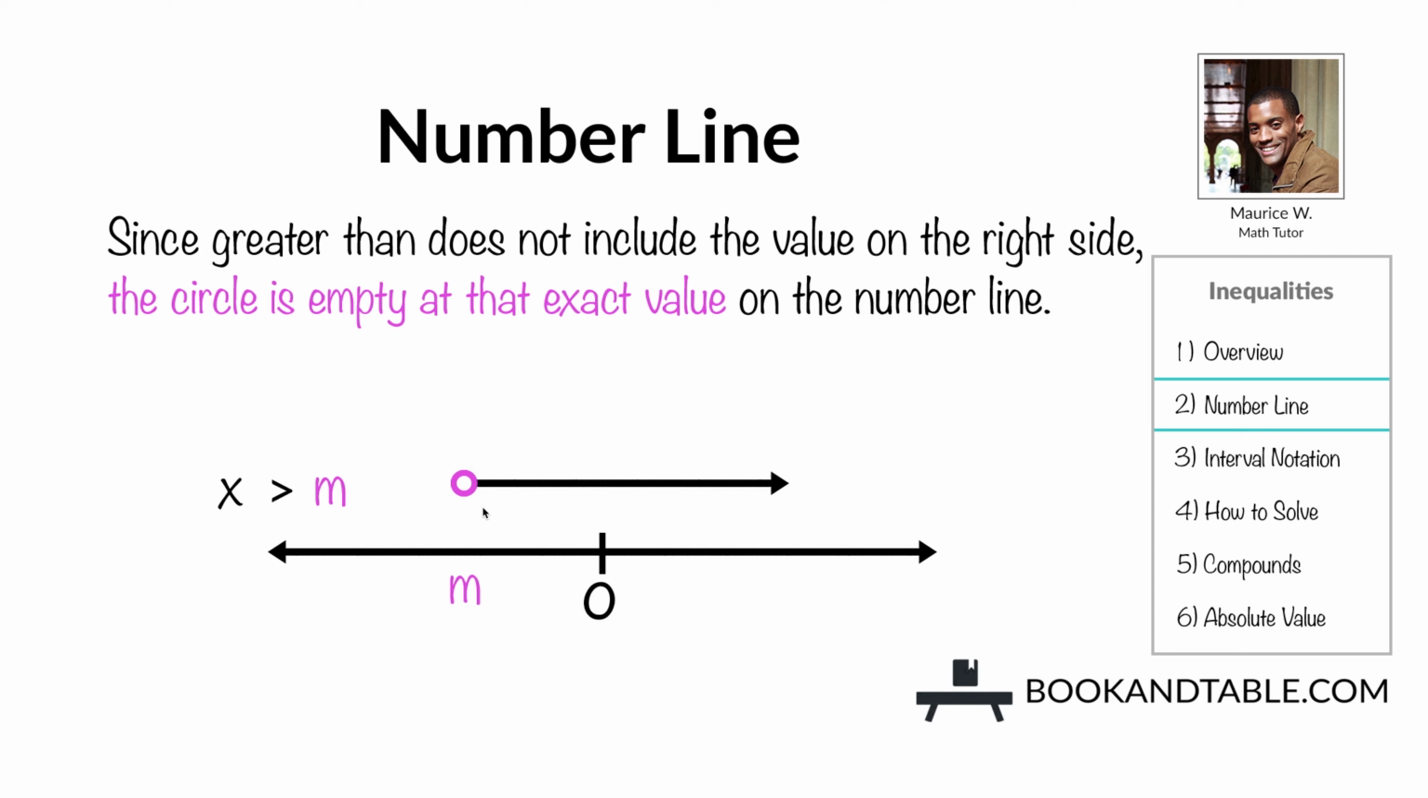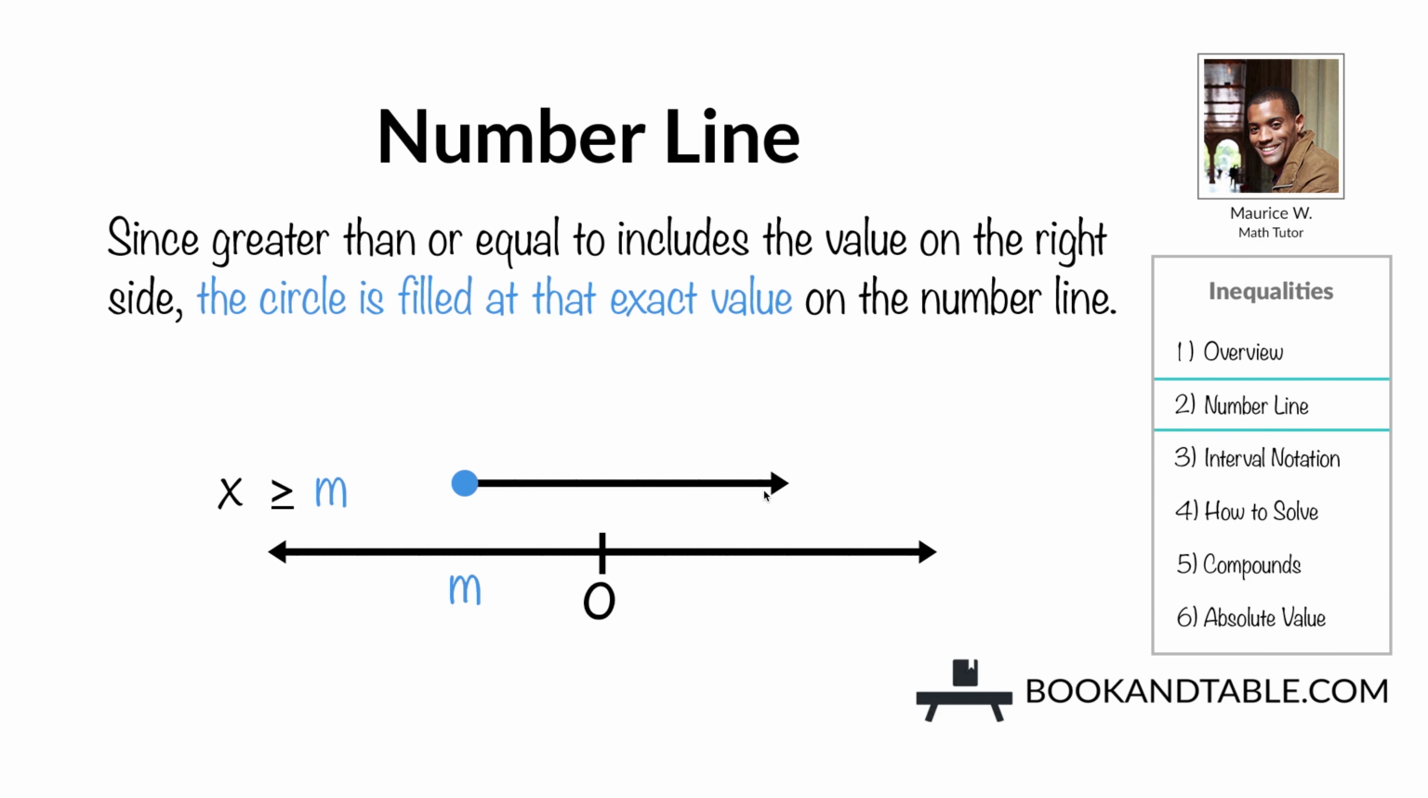Let's turn the arrow around and discuss greater than. Since greater than does not include the value on the right side, the circle is empty at that exact value on the number line. So you go to whatever value is on the right side, draw an empty circle above it, and since x is greater than m, the arrow goes to the right. If m is an actual number, let's say -5, you would go to -5 on the number line, draw an empty circle, and then draw an arrow to the right.